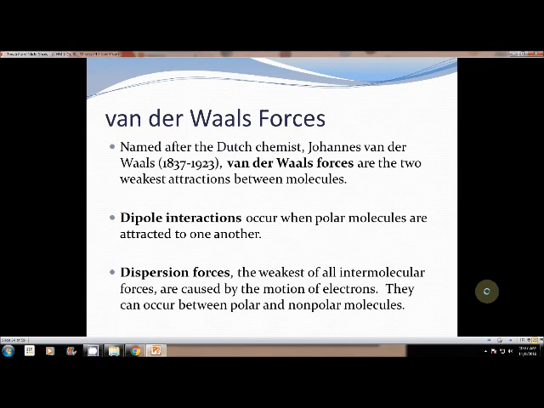Two of them are called van der Waals forces. They're named after a Dutch chemist named Johannes van der Waals, and these are actually the two weakest attractions between molecules. So we have dipole interactions and dispersion forces. Dipole interactions happen when you have a polar molecule where the slightly positive end of one will connect with the slightly negative end of another. And I have a picture.